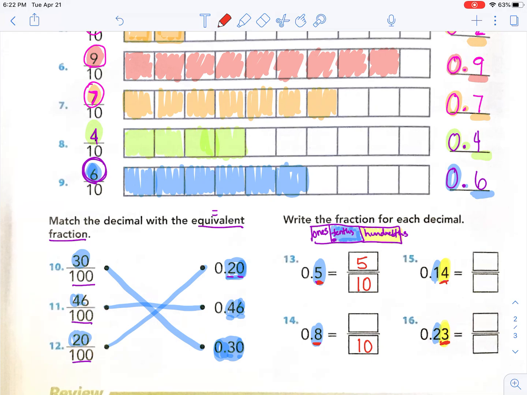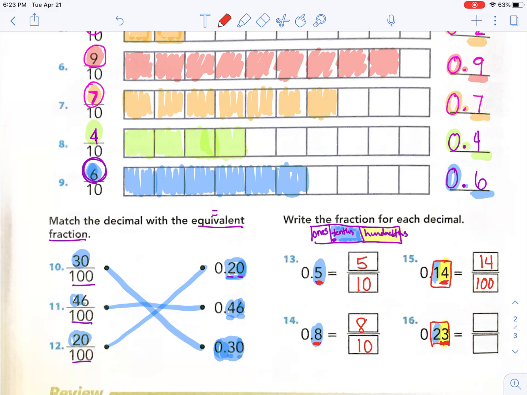How many are in the tenths place? 8. There's 8 tenths. Now this one here, on my furthest 1 over, what place value is that, boys and girls? Hundredths. So I know my denominator is hundredths. And how many do I have? I have 14 100ths. 14 hundredths. Like 14 cents. Okay, do you see it?